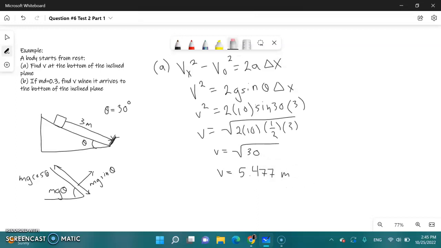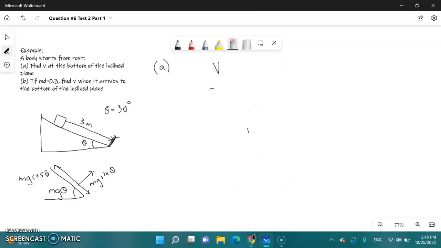Now to move on, let's do part B. Part B tells us that we already know that mu is 0.3 for this object. What will be the velocity when it arrives at the bottom of the inclined plane? Now we're being given a friction coefficient, unlike in the first problem.